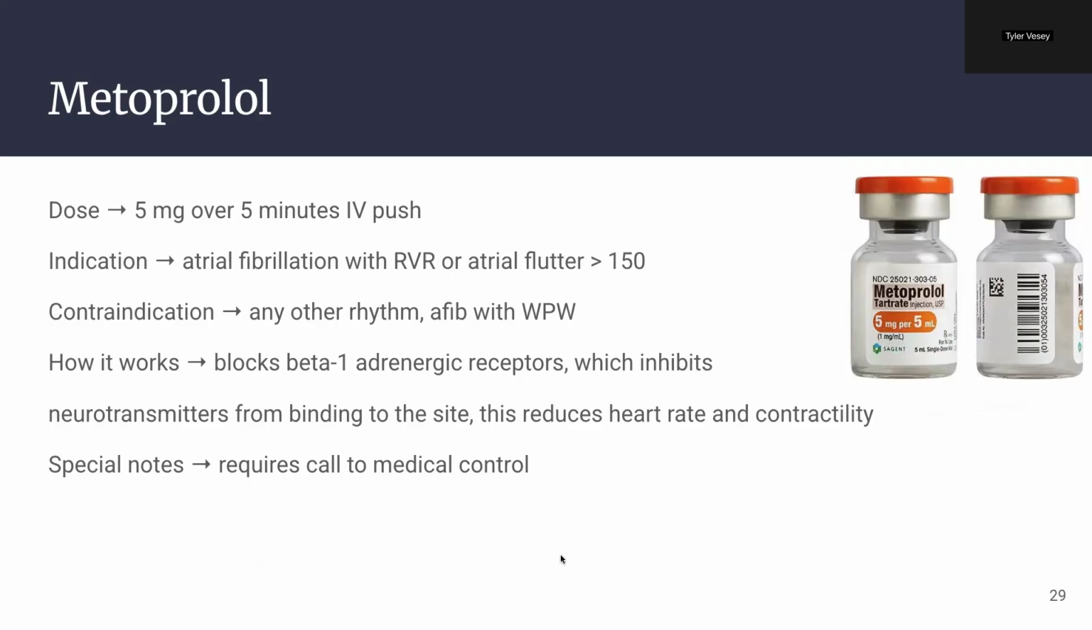How it works: it blocks the beta 1 adrenergic receptors. Basically, neurotransmitters won't be able to bind to this site, which would be excitatory. So it's going to reduce the heart rate and contractility, which should help reduce that rate.